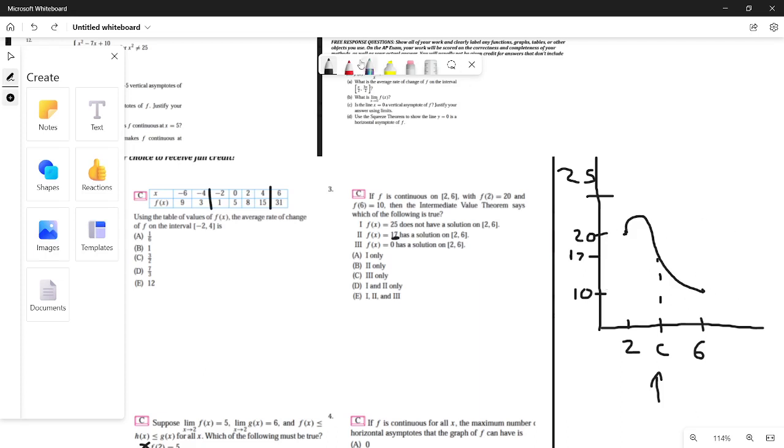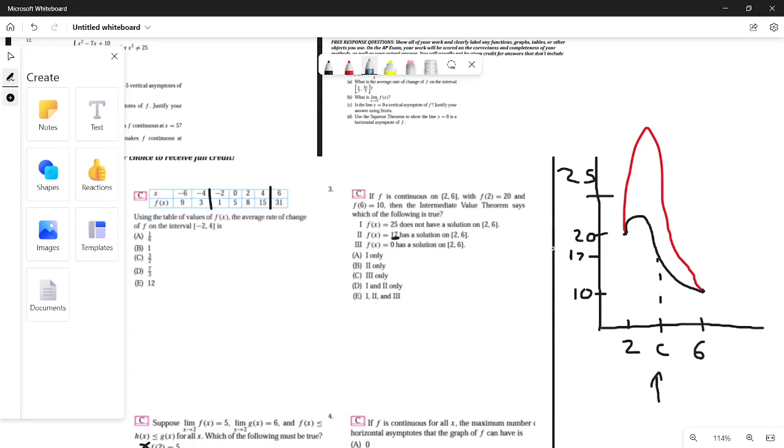It's a function, so it's not going to fail the vertical line test. It could be 25, but 25 is over here. It's not within our range. But it says 25 does not have a solution, and it's possible for 25 to have a solution, as you see through this beautiful red function. What about 0? Can it go down to 0? Yes, but it doesn't have to have a solution.